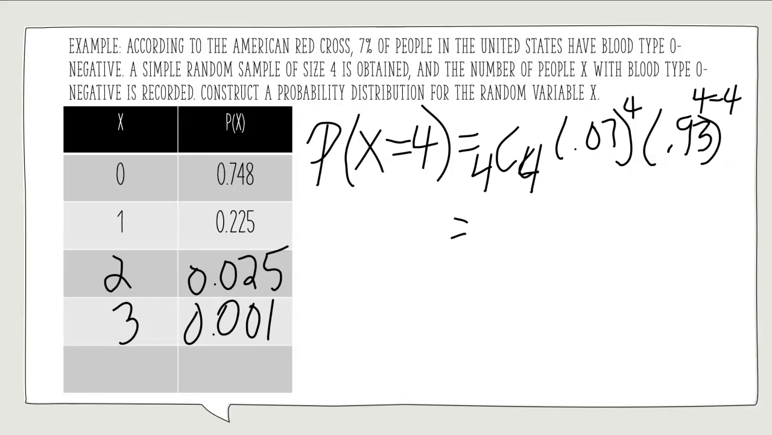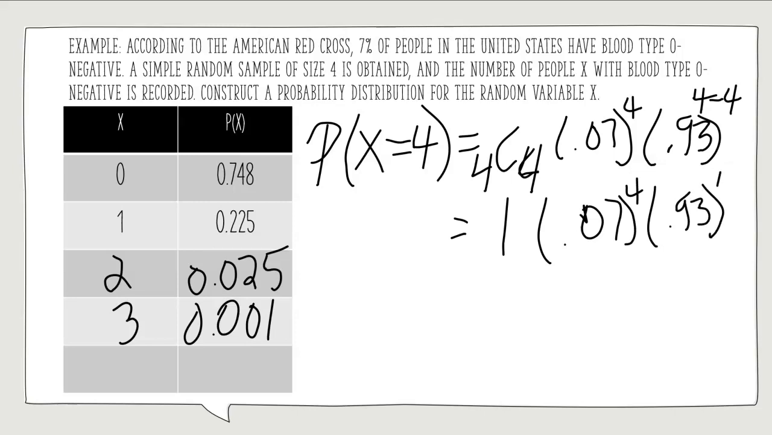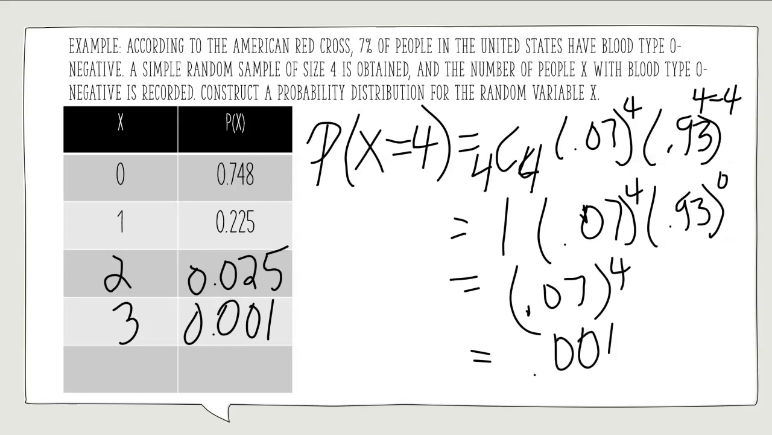So you get 4 choose 4. When you plug that in the calculator, that's 1 times 0.07 to the fourth power times 0.93 to the 0 power. Anything to the 0 power is 1, so you end up with 0.07 to the fourth power. And when you plug that in your calculator, you end up getting 0.000, and I think one more 0 and a 2, but since we're rounding to 3 decimal places, the probability of getting 4 is 0.000.